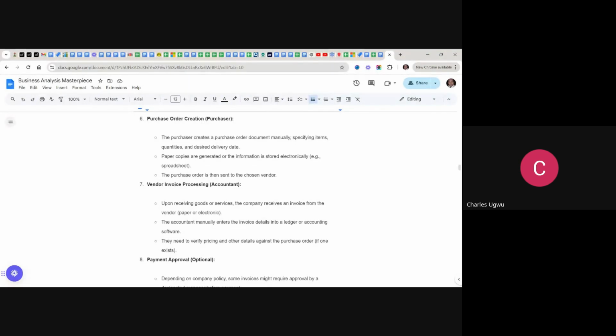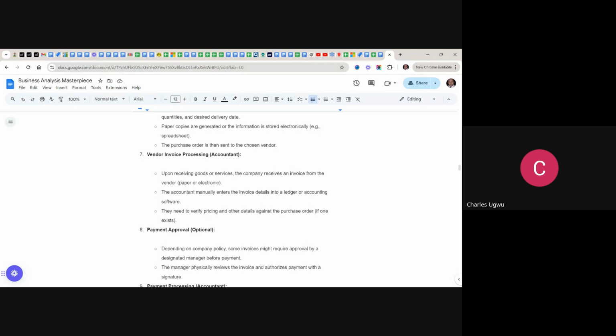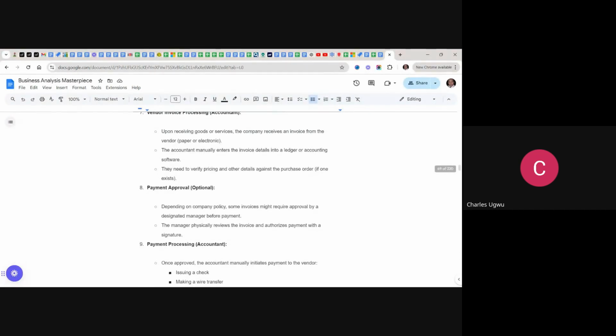So the accountant manually enters the invoice details into the ledger or accounting system. They need to verify pricing and other details against the purchase order if one exists. Once they verify and make sure that everything corresponds and everything is in order, then comes payment approval.